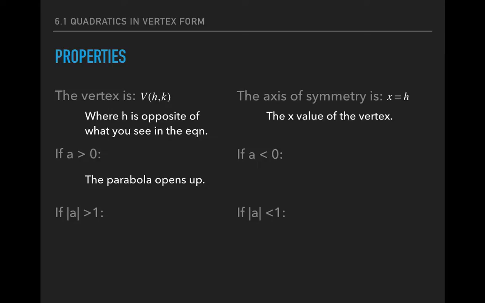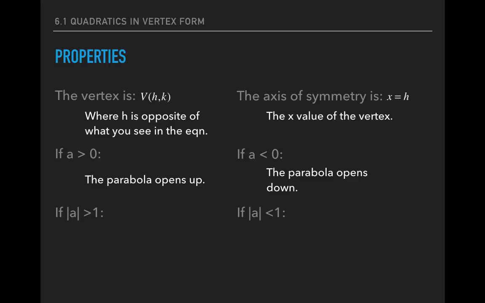If your a is greater than 0, it's positive, it's a happy parabola, and it's opening up like a smile. And conversely, if a is less than 0, it is negative, it's sad, and like a frown, it will open down. All right, and let's say that we have the absolute value of a greater than 1.